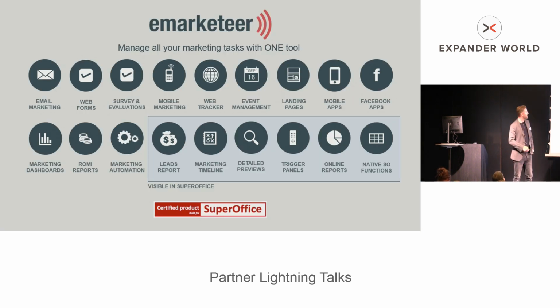platform. That means you can do all of these things in one toolbox. So if you can do the email, you can do all of the rest. You can even create a mobile app, Facebook apps, forms, surveys, marketing dashboards, return on marketing investments, marketing automations, and all of these things are available in SuperOffice. So you get the leads report, you get a marketing timeline, you get trigger panels, online reports, and we use only native SuperOffice functions, so tasks, selections, projects, interests, and whatnot.